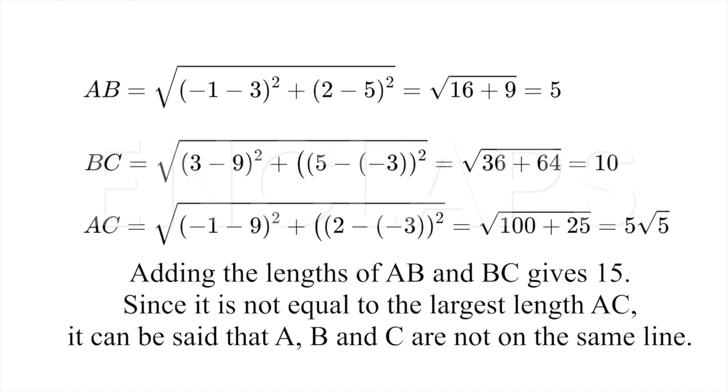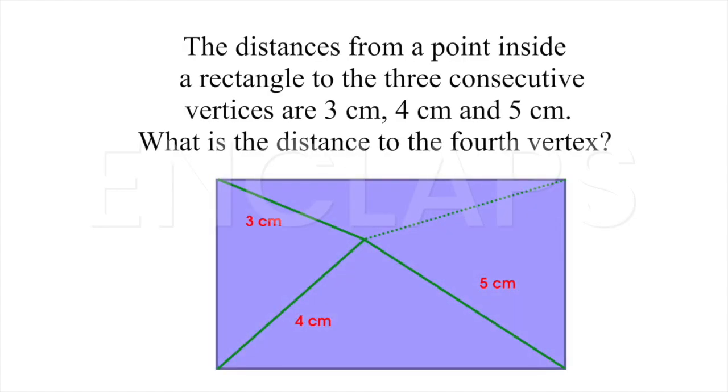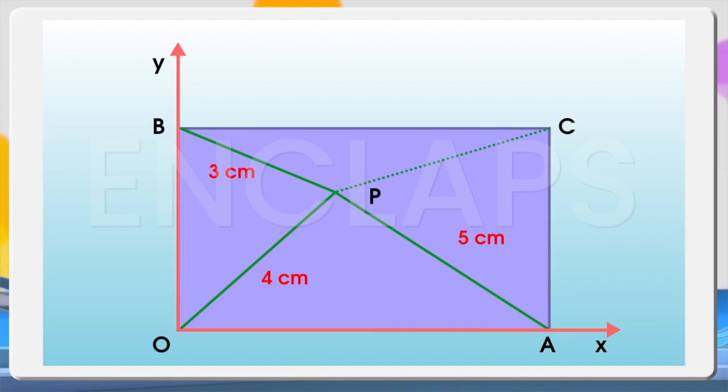Look at another problem. The distances from a point inside a rectangle to the three consecutive vertices are 3 cm, 4 cm and 5 cm. What is the distance to the fourth vertex? First draw a picture by taking the lower left vertex as origin and the two sides through it as the axes. On which axis is point A in the figure? On the x-axis. So, what is the y coordinate of that point? 0, right? If its x coordinate is taken as a, then the coordinates of A are (a, 0).